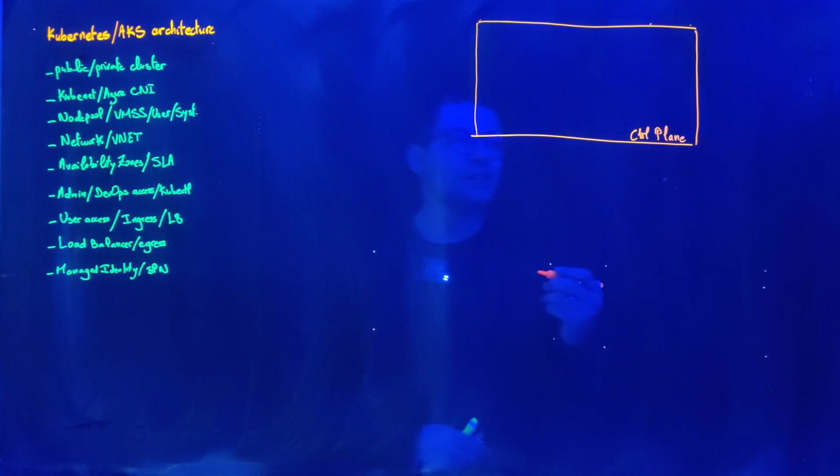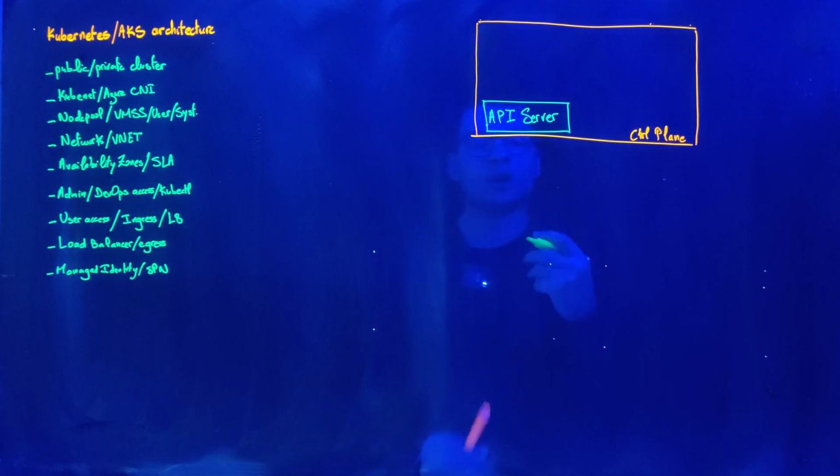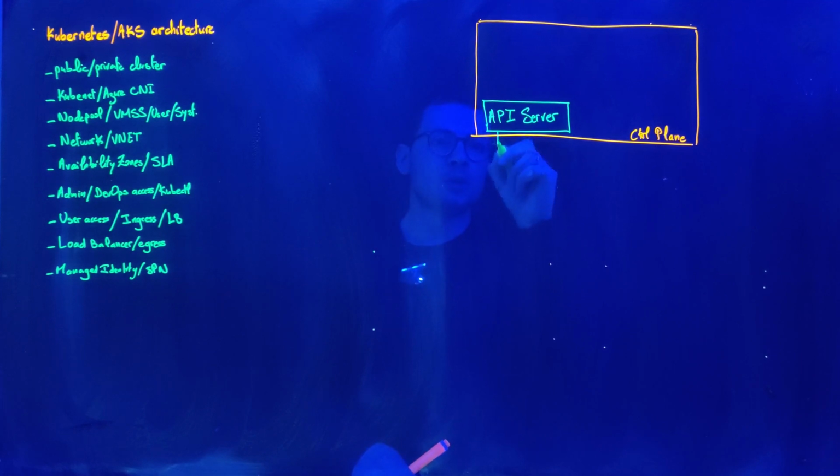This control plane actually will contain 4 components. The main component that we'll have here within the control plane would be the API server, which is actually the entry point or the front-end service for managing the Kubernetes cluster. This API server will be exposed on a public or private endpoint.